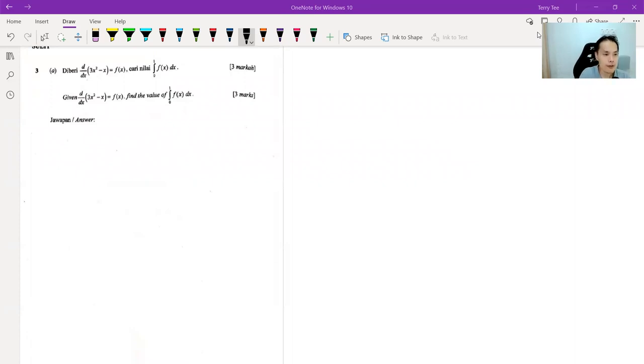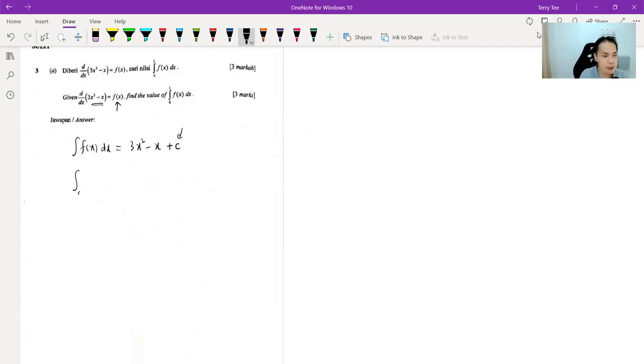So when you differentiate a function, you get f(x). Remember, integration is a reverse process of differentiation. So when I integrate f(x) dx, I'll be getting back 3x squared minus x plus c. This is an indefinite integral. For an indefinite integral, we always have to put a plus c. When there's no limit, we have to put a plus c.